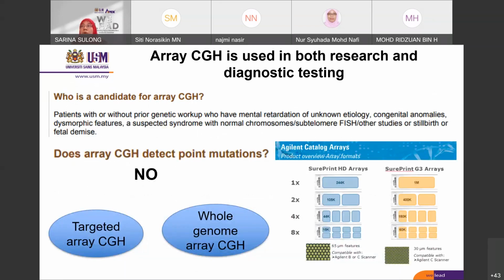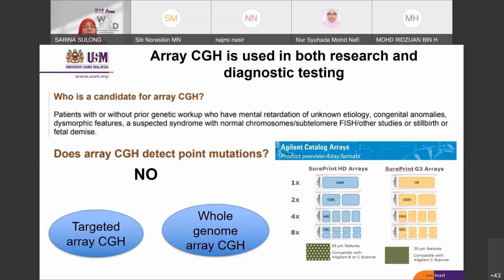So array CGH is also commonly used in both research and diagnostic testing. And actually, who is the candidate for array CGH? Of course, patients with or without prior genetic workup who have mental retardation of unknown etiology, congenital anomalies, dysmorphic features, and a suspected syndrome with normal chromosomes or subtelomeric FISH or other studies, or stillbirth or fetal demise. So that means this actually can be done using array CGH.